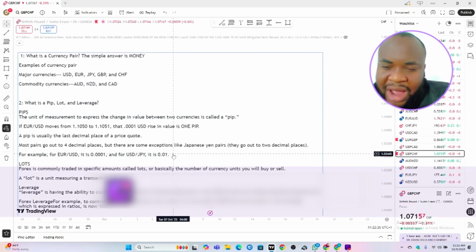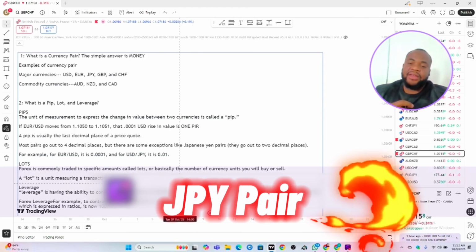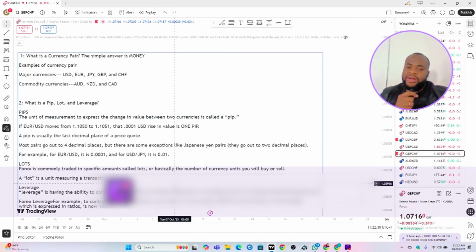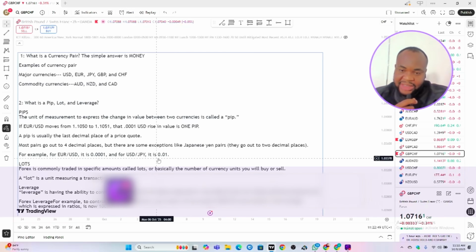So we also have the JPY pairs. There is a different way that one is calculated. It's not like the EUR/USD kind of pairs. Every JPY pair has just two decimal places after it. So for the USD/JPY, as you can see here, it is just 0.01.